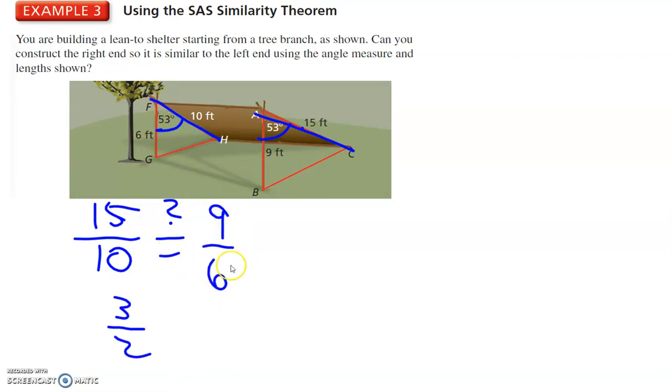So simplify these down. Here I get 3 over 2. Simplify this one down. That's also 3 over 2. So yes, these are proportional. I can build it so they're similar.